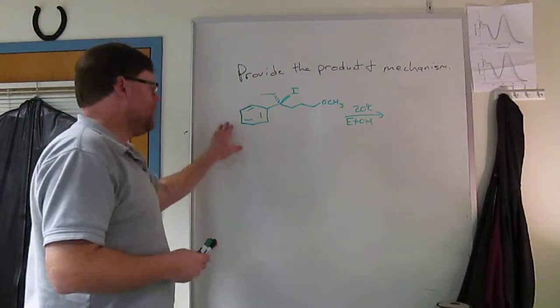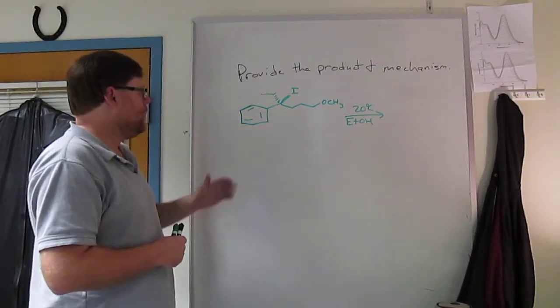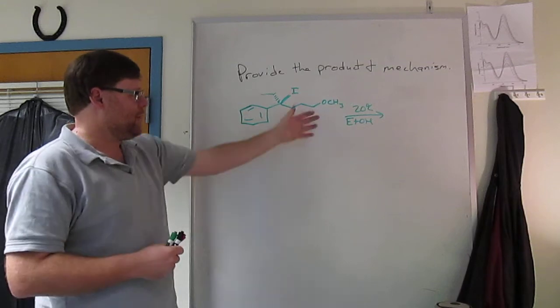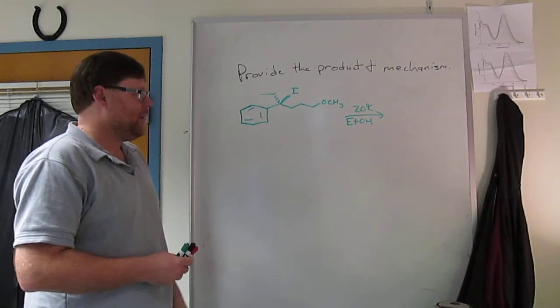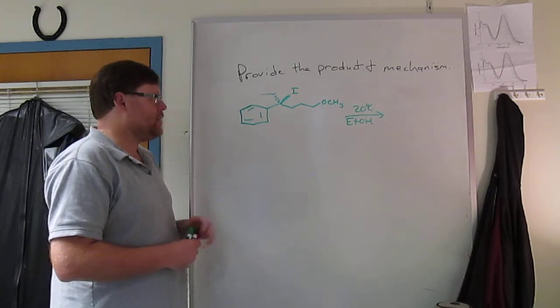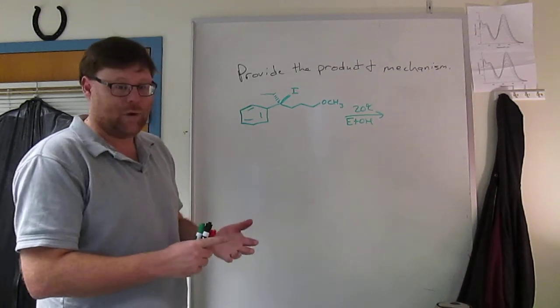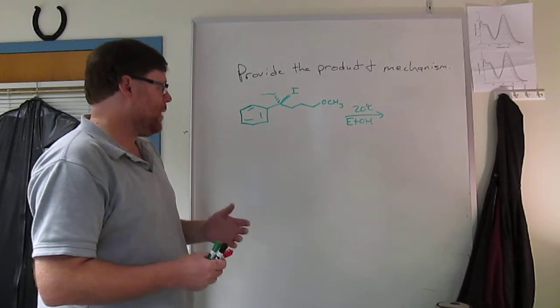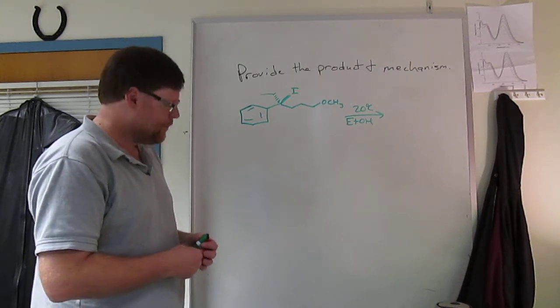Okay, here's another problem for you to work. We have an organic substrate, reagents, and conditions on the reaction arrow. I'm going to give you a chance to hit pause, go away, figure out what the product is, and tell me what the mechanism is. So again, E1, SN1, E2, SN2, and the product. So hit pause and do that.